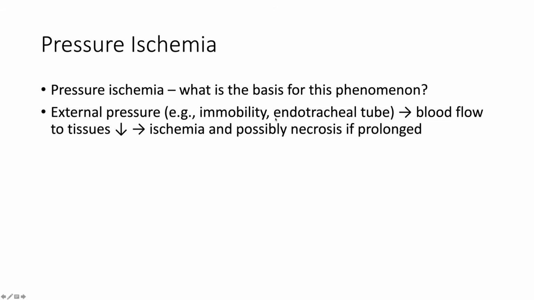Immobility is probably the major one, but even endotracheal tubes. So those of you that are interested in anesthesia or critical care or all of internal medicine, this is pretty important. Some sort of external pressure causes the blood flow to the tissue to decrease. And again, ischemia just means that there's more demand than supply. So if I restrict the supply of blood, eventually you can get ischemia.